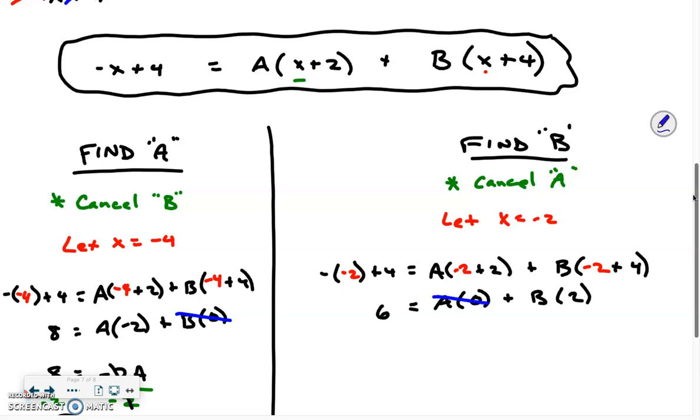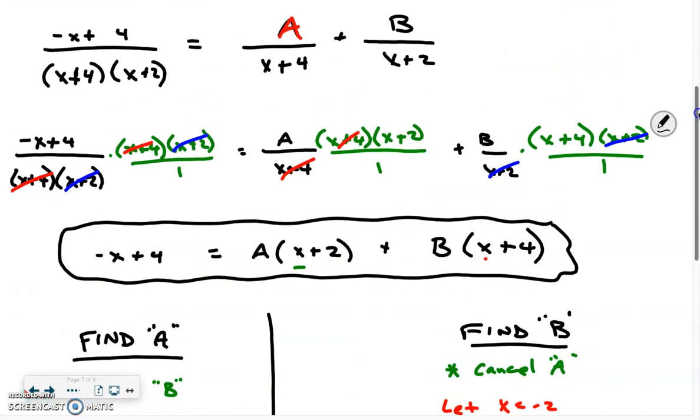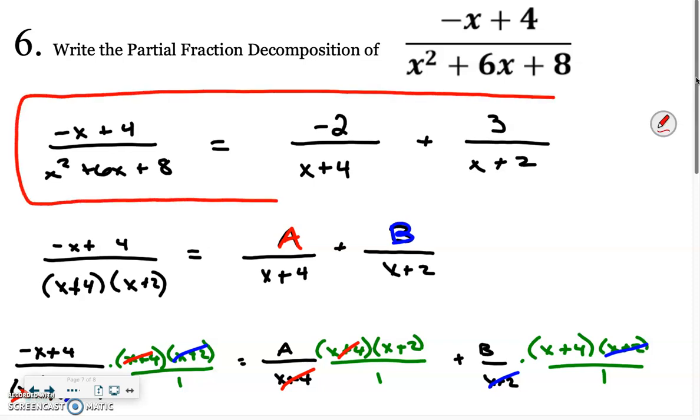As we were hoping, a times 0 is 0, it cancels, and 6 is equal now to 2b. Dividing both sides by 2 enables us to say that b is equal to 3. Now, b is not the final answer, but going back to our beginning stages, b was representing the numerator in the fraction with the denominator of x plus 2. So now that b is equal to 3, we have completed our partial fraction decomposition.